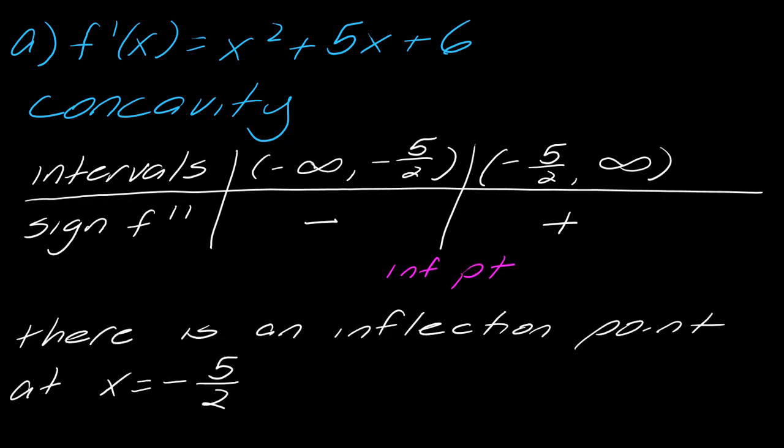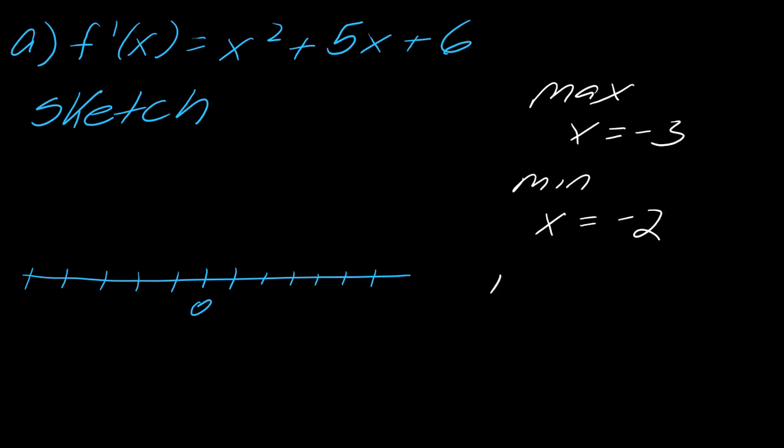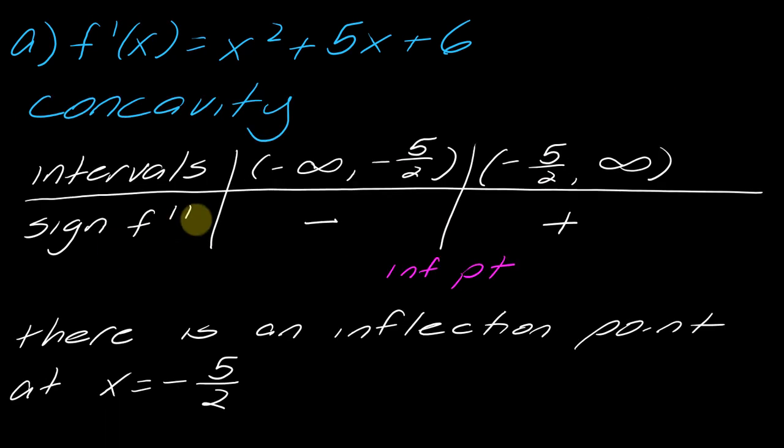Okay, so let's now just summarize what we know. We said that there is a max at x equals -3 and a local min at x equals -2, and then an inflection point at x equals -5/2. Now, like I said, it's not like I can just plug these back into the original function. So what I'm going to have to do then is just kind of sketch to the best of my ability. And I also want to make sure that I'm using things like what I know about increasing and decreasing, and also my concavity.